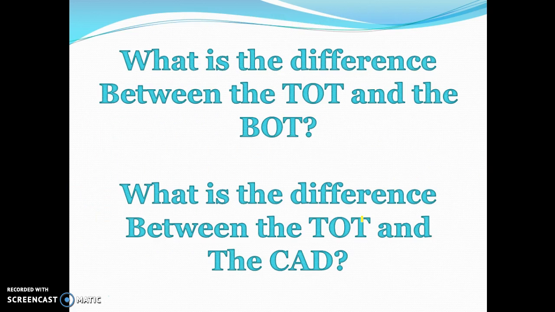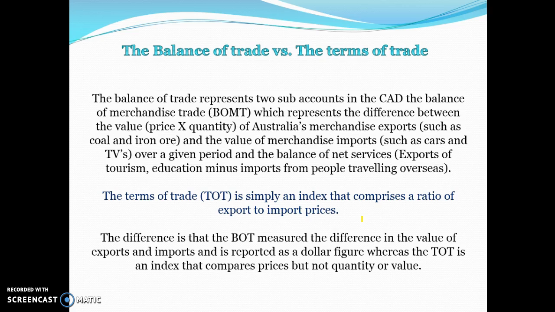Okay, the difference between the terms of trade and the balance of trade. The balance of trade represents two sub-accounts within the CAD, the balance of merchandise trade and net services, and it records the value of exports and imports. So it's the value of exports in dollar terms minus the value of imports over a given period of time, and also includes the balance of net services, so tourism, education, minus those imports for people travelling overseas, etc. The terms of trade is simply an index that comprises a ratio of export to import prices.